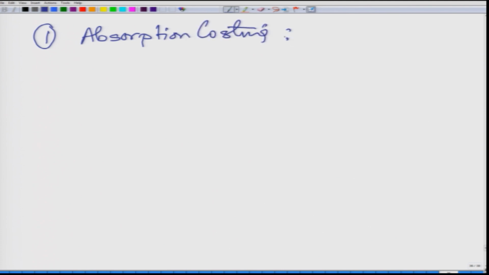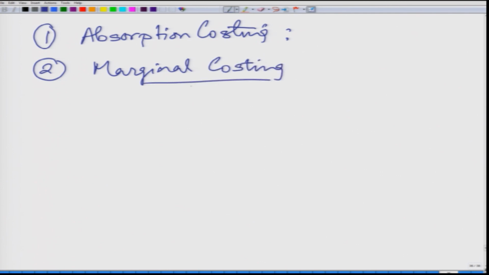This absorption costing takes into account both fixed cost as well as variable cost. The second is marginal costing, which takes care of the variable cost only, because fixed cost remaining the same, with one unit of extra patient, what is my cost increasing? So we have to take both absorption costing and marginal costing.